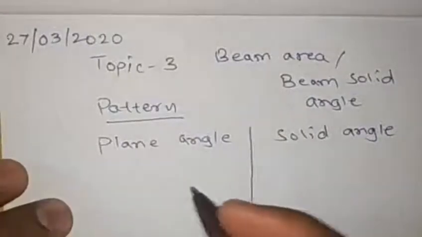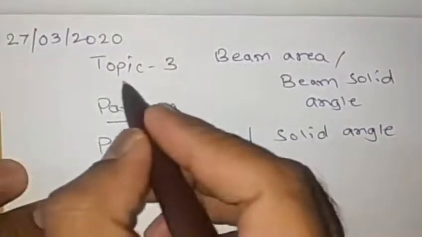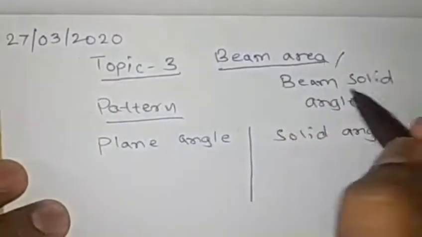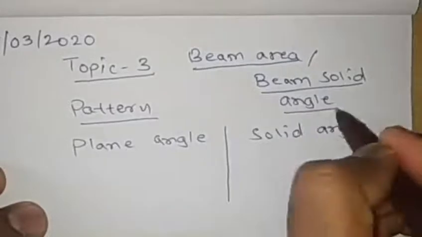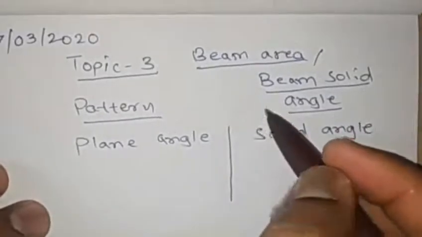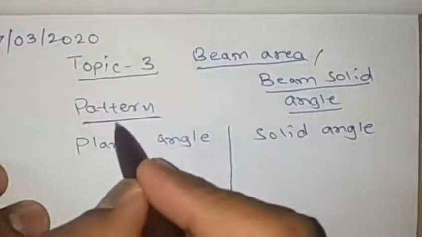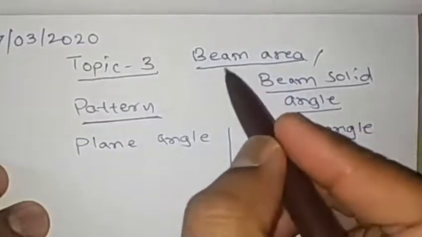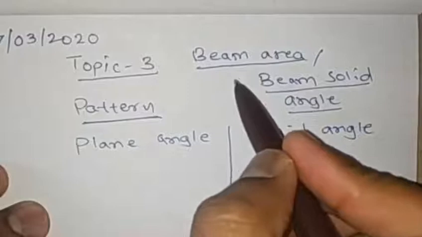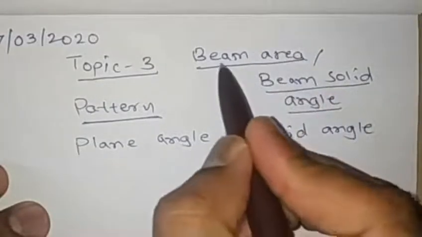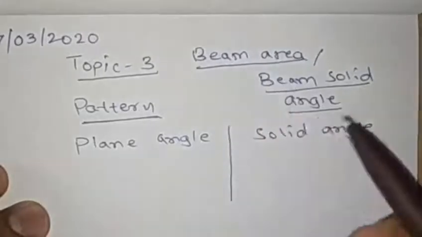Hello and good morning. In this video, we are going to study topic number 3, which is beam area or beam solid angle. In the last lecture, we discussed pattern of an antenna. A pattern of an antenna consisting of major lobes and minor lobes requires measurement of area of those lobes, which is called as beam area.